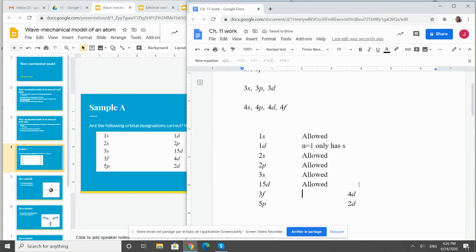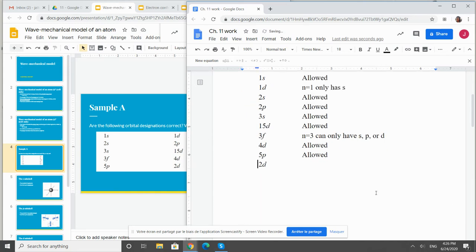3f, that is not allowed because N is equal to 3 can only have S, P, or D, but no F. And this is allowed. 5p is allowed. And then 2d is not allowed because N is equal to 2 can only have S or P.